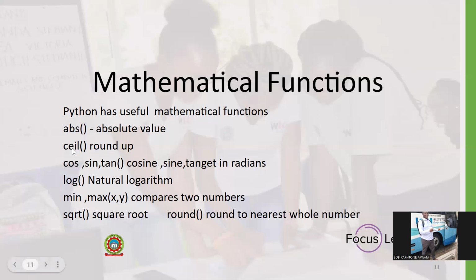Then we have ceil. This one gets the round up. Cos, sin, tan will give you the cosine, sine, tangent in radians of some angle. Then log will give you the logarithm. Min and max will compare two numbers and tell you what is the minimum and what is the maximum. SQRT is square root. Then round will round to the nearest whole number. Are we together? We are coming to do practical with those.